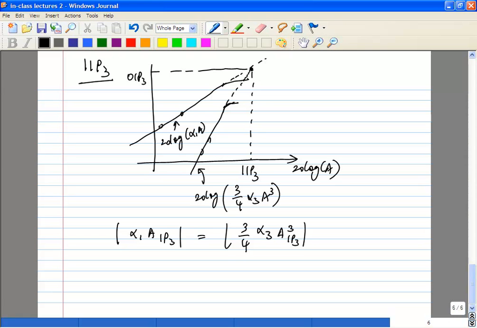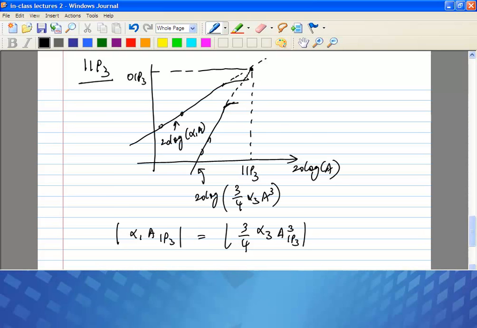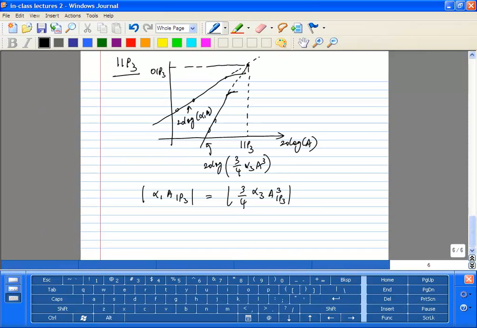Take a case of a perfectly linear system: y of t is alpha 1 x of t. This curve looks like this, and the other curve is actually at minus infinity, so your IIP3 is infinite. Depending on how large your 2 omega 2 minus omega 1 and 2 omega 1 minus omega 2 amplitudes are, the point where they meet will change.